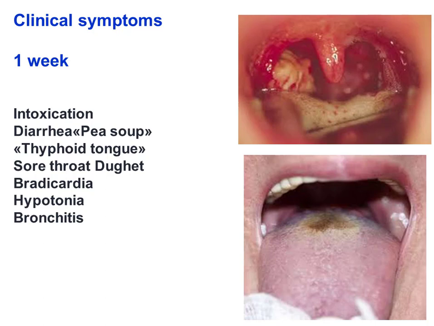Presence of cardiotropic action of Salmonella leads to the appearance of bradycardia, hypotension. Accompanying condition will be bronchitis.